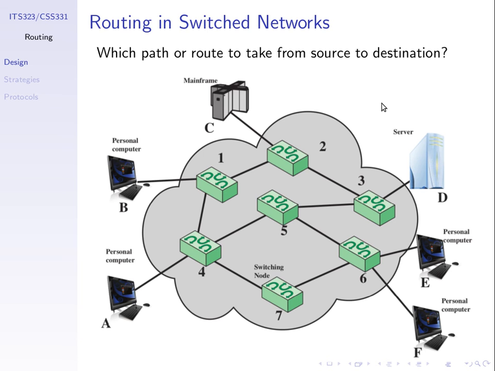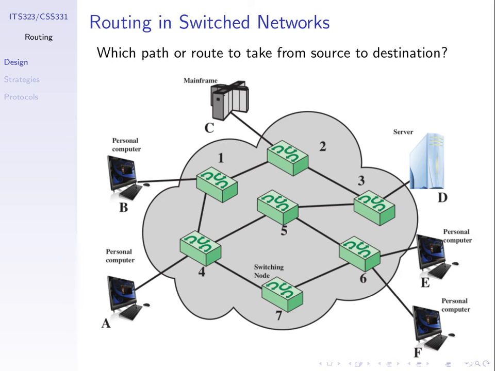So back to our original example of a simple network, we have some stations. I want to send data from A to F. I know at computer A, I want to reach F. Where will I send the data in our network? Any suggestions? Where am I going to send the data? Well, there's no choice at the start. From computer A's perspective, I can only send to switch 4. So there's no choice there.